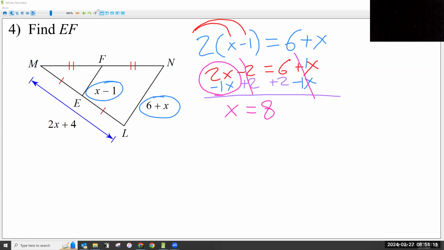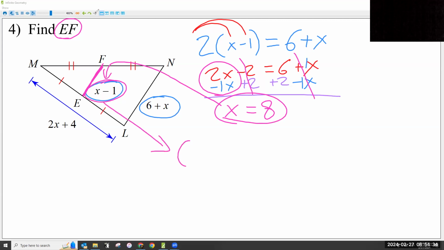If this was like the first problem, I would be done. But there's one extra step here because it doesn't say find x, it says find EF. Well, EF is either going to be the big line or the small line. In this case, it's this line right here, or that one. So I'm going to take my answer and plug in there. So I'm going to say, okay, it says x minus 1. So I'm going to say 8 minus 1, which gives me 7. My answer is 7. Okay.